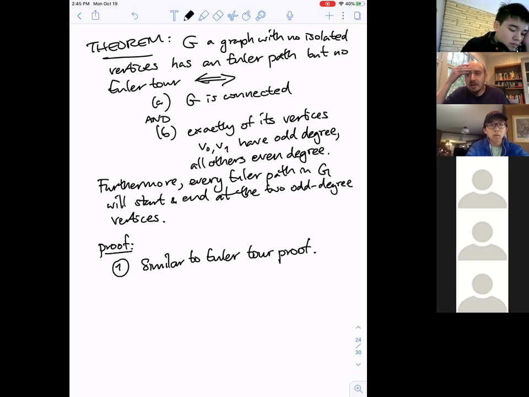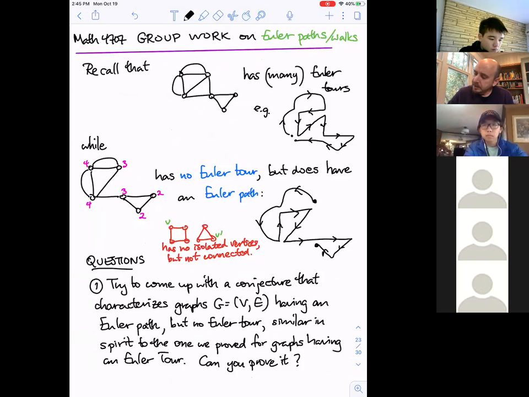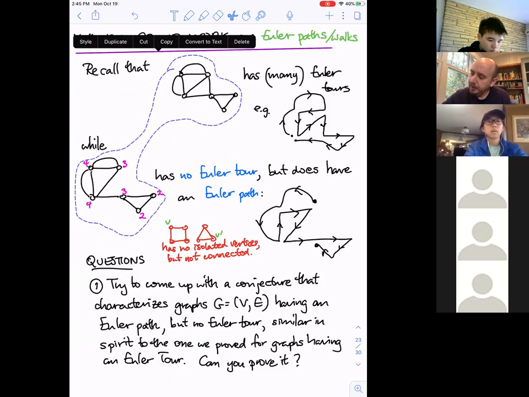Proof 2 is actually kind of fun. Did anybody come up with a different way of proving it that wasn't really the same as our Euler tour proof? There is kind of another tricky way to handle it. Anybody come up with a different proof? Well, let me show you one that says, suppose we believed it for the graphs that all have even degree.